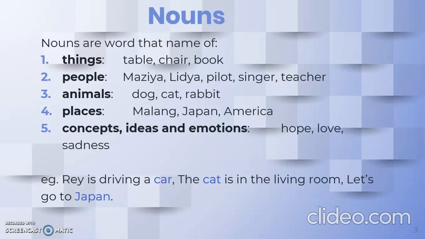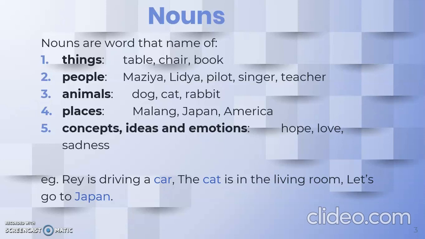Animals: dog, cat, rabbit, butterfly, etc. And of course, places. It can be Malang, Japan, America, London, etc. And the last is concepts, ideas, and emotions. Here I have examples such as hope, love, sadness.